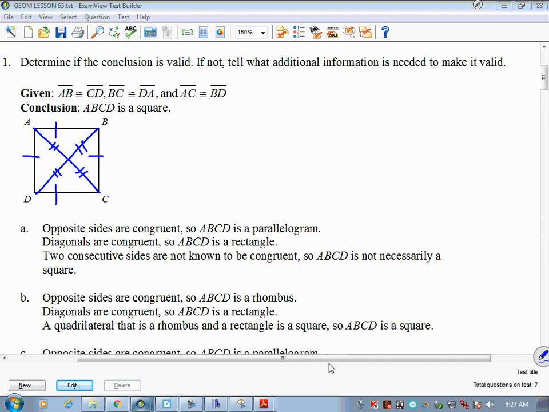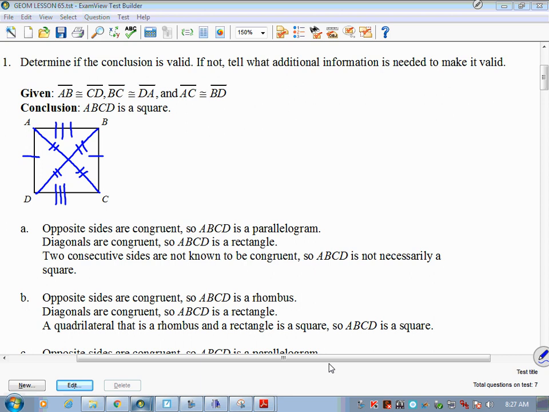If not, we need to determine what information we have. Okay, so we see that, and let's be more specific here. We know that opposite sides are congruent. So we're not saying that AB is congruent to AD, we're just saying that AB is congruent to CD. So we do have opposite sides are congruent. In a parallelogram, opposite sides are congruent.